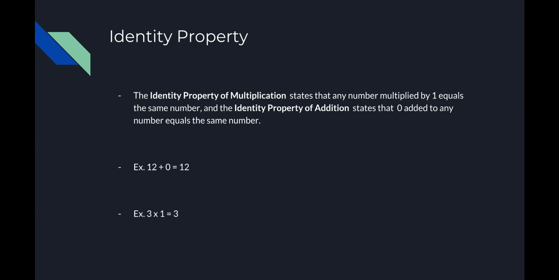One more property is the identity property. The identity property of multiplication states that any number multiplied by 1 equals the same number, and the identity property of addition states that 0 added to any number equals the same number. One example of this is 12 plus 0, which equals 12. Another example is 3 times 1, which equals 3.